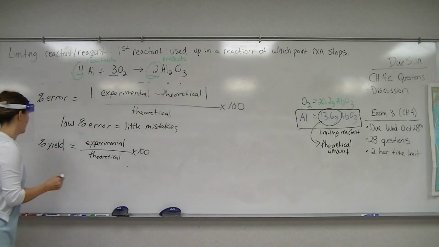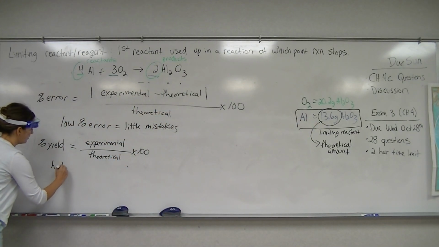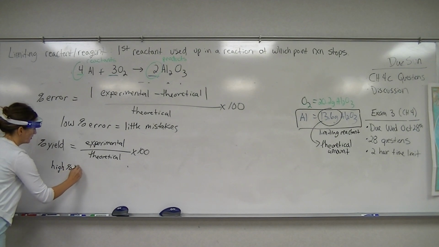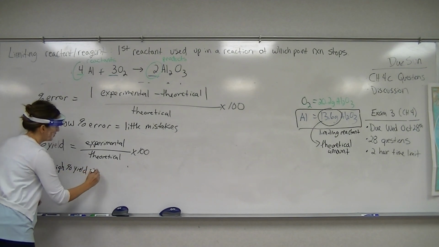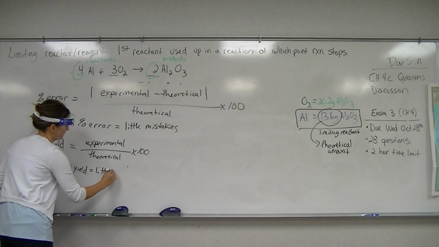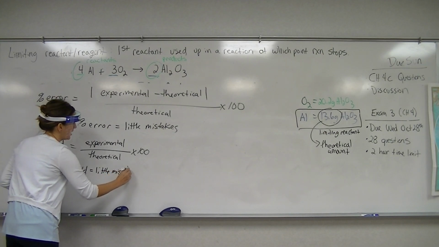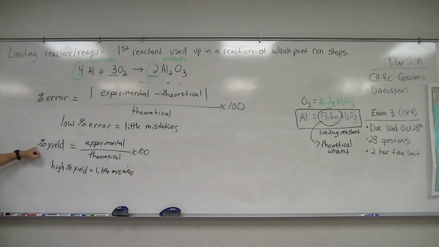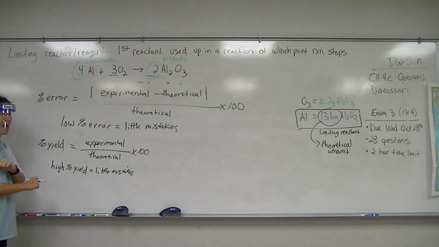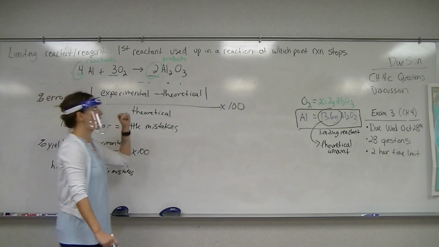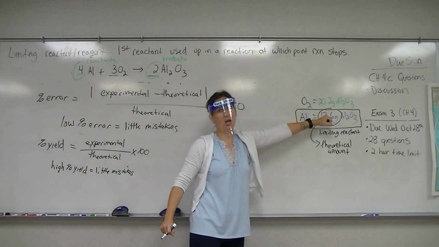What that means is high percent yield equals little mistakes. Because if you made 100% yield, the highest you could get, that means you made absolutely no mistakes. You got all of the product you could have possibly gotten from that experiment.